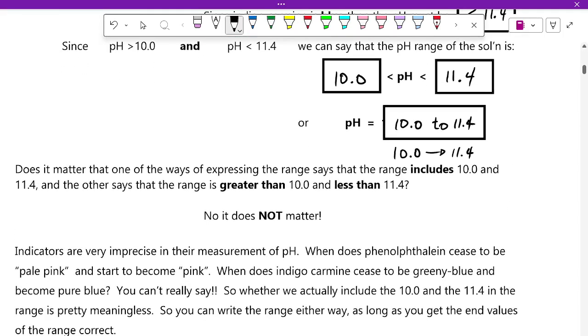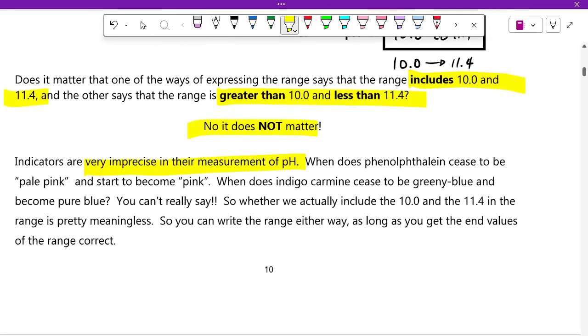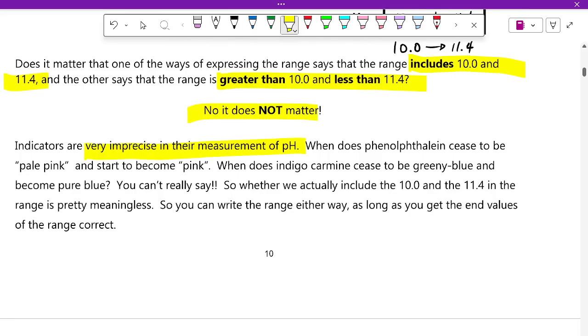Oh, look, I even wrote that in here. Does it matter that one of the ways of expressing says that the range includes 10.0 and 11.4, and the other says that the range is greater than 10.0 and less than 11.4? No, it does not matter. Indicators are very imprecise in their measurement of pH. When does the phenolphthalein cease to be pale pink and start to become pink? When does indigo carmine cease to be greeny blue and become pure blue? So we're not going to worry about it too much. You can write the range either way, and as long as you get the endpoint values correct, I'm not going to worry about it. Okay?